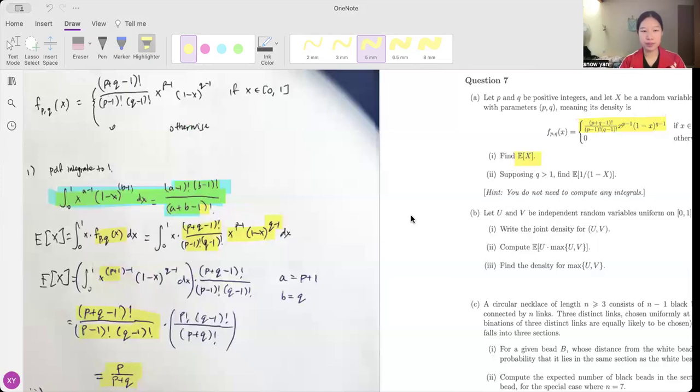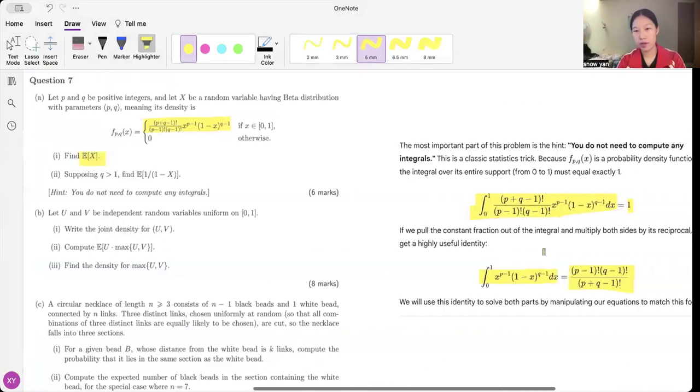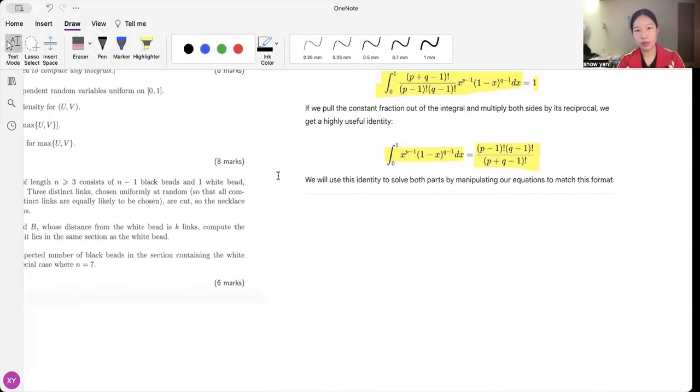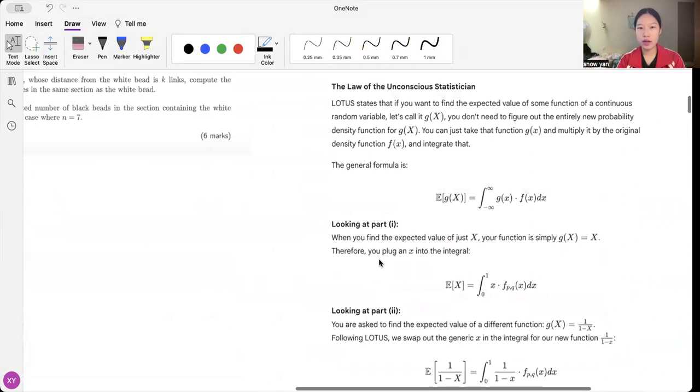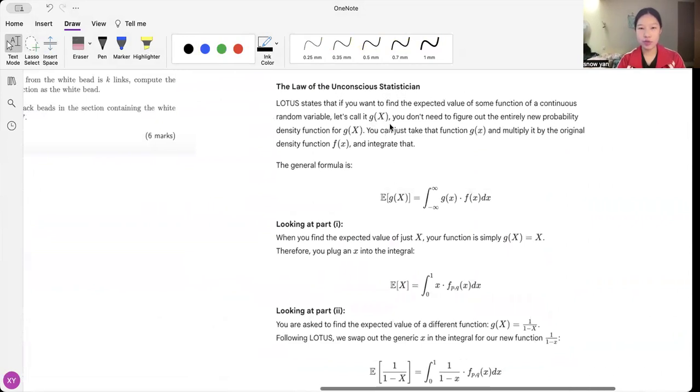What I did was I just treated the 1 over 1 minus x as another function, and I applied the law of the unconscious statistician. So here we just treated that function as g of x.